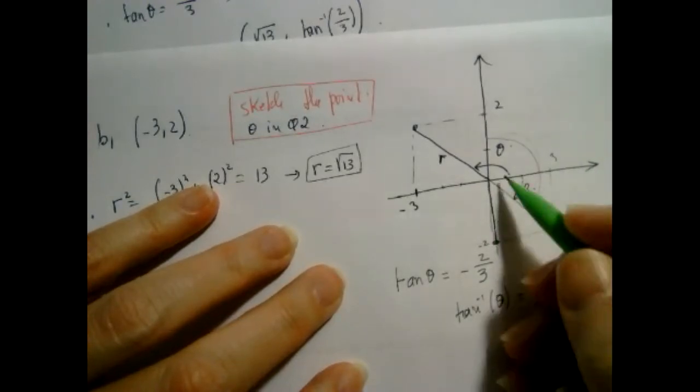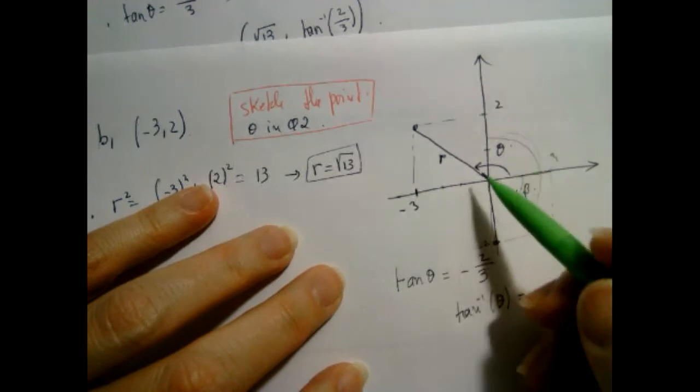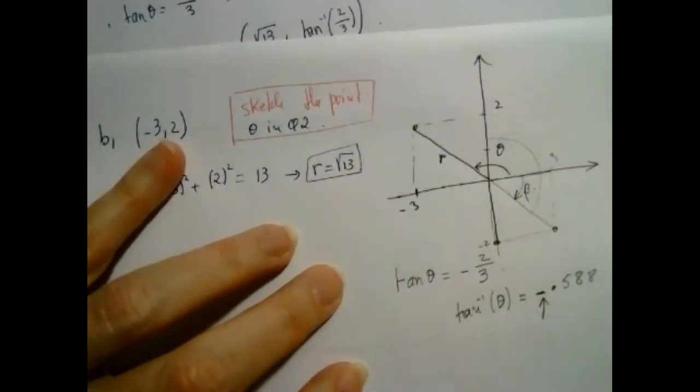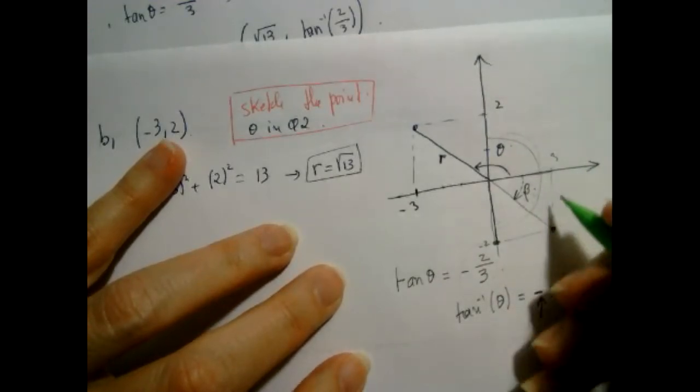Minus 2, I mean, divided by 3. It's x and y, yeah. What's the tangent of theta? It's y over x. It's minus 3 divided by 2. So those two angles have the exact same tangent. The calculator will give you that one.